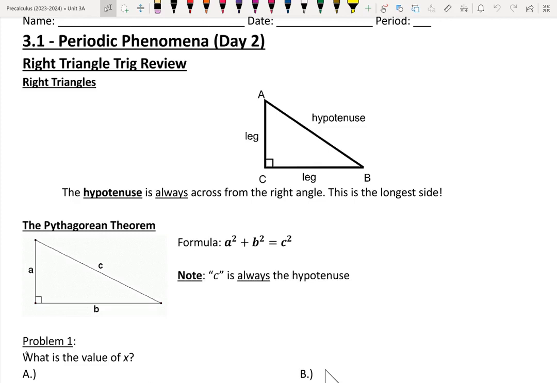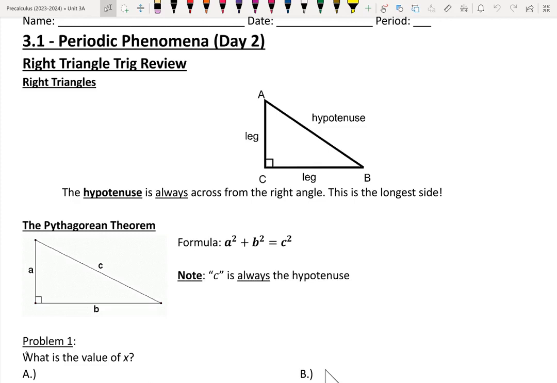Now, today, there's a number of things we need to look at, but we're going to be doing a little bit of right triangle trigonometry review. The concepts we're looking at today are things that we've seen in Math 2 and Math 3. Trigonometry, which is what we're getting into with Unit 3, is the mathematics of right triangles. So everything that we deal with is based off of right triangles.